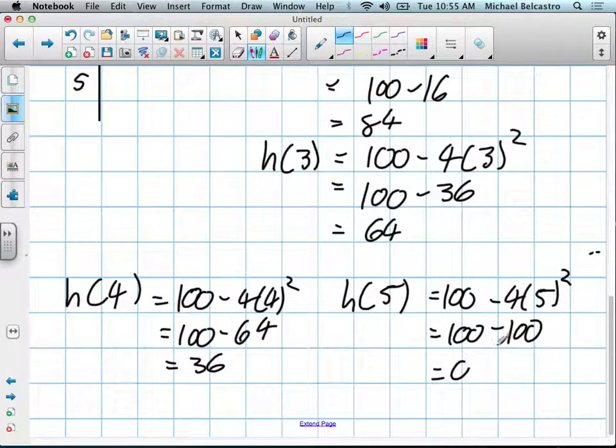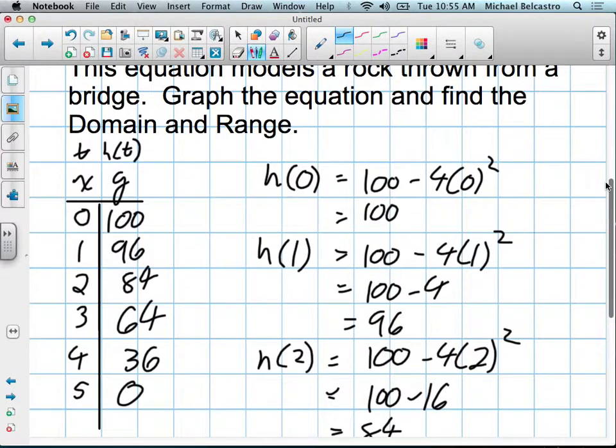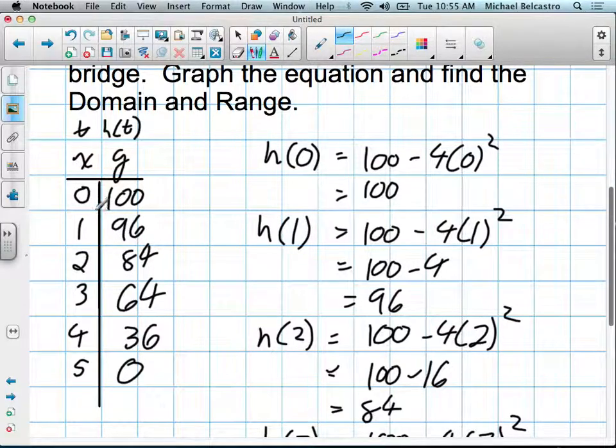Perfect. At what time does this rock hit the ground? 5 seconds. Okay. So each of these things we found here are actually coordinates on a graph. We're going to plug all of these in, and then essentially we're going to fill in the space between them. We're going to connect the dots.